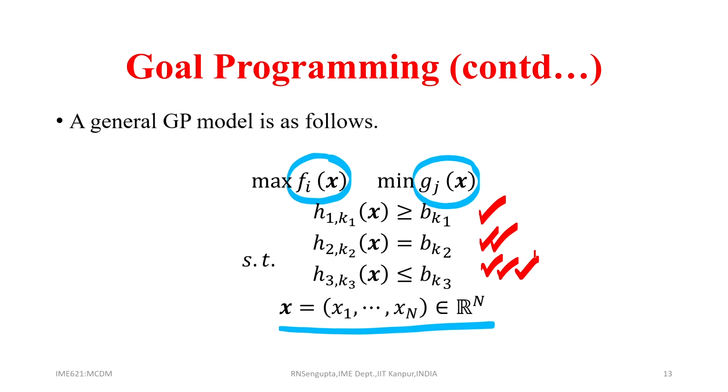So, what is the constraint? Constraints are basically of greater than type, k 1 in number, equal to, k 2 in number, less than type, k 3 in number, such that k 1 plus k 2 plus k 3 is equal to capital K, the total number of constraints which are there.